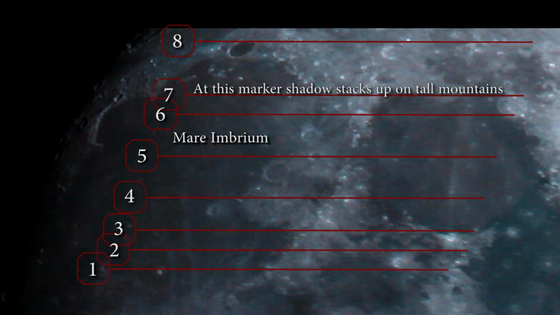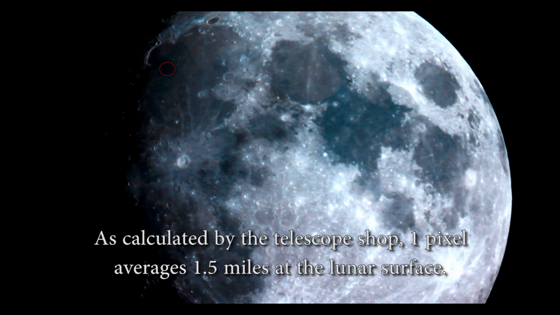The reason the space between 6 and 7 is less is because the shadow hits those tall mountains. Then the largest leap of all is at 8, and this proves, if I'm right, that the moon is there and that it's three-dimensionally there, just covered with a hologram.